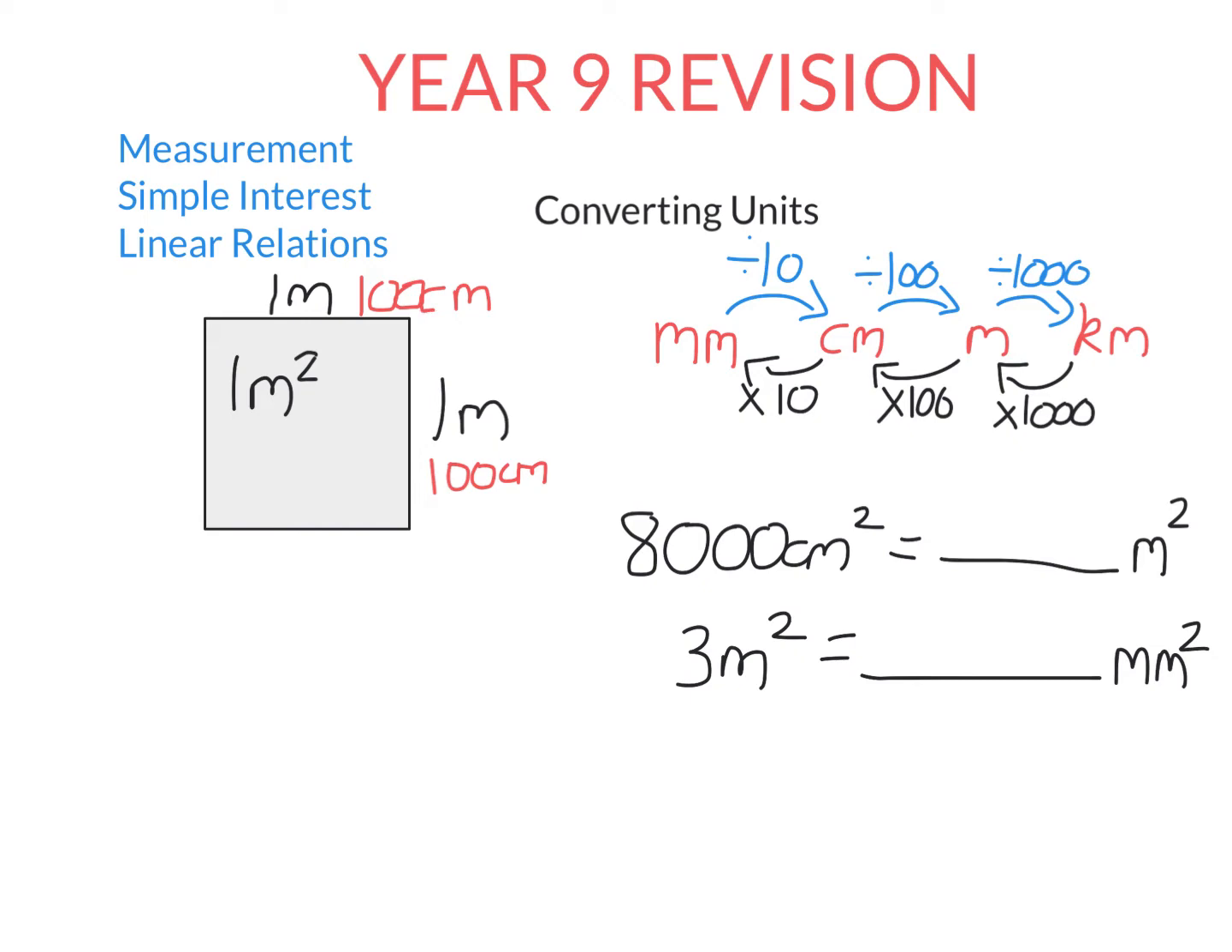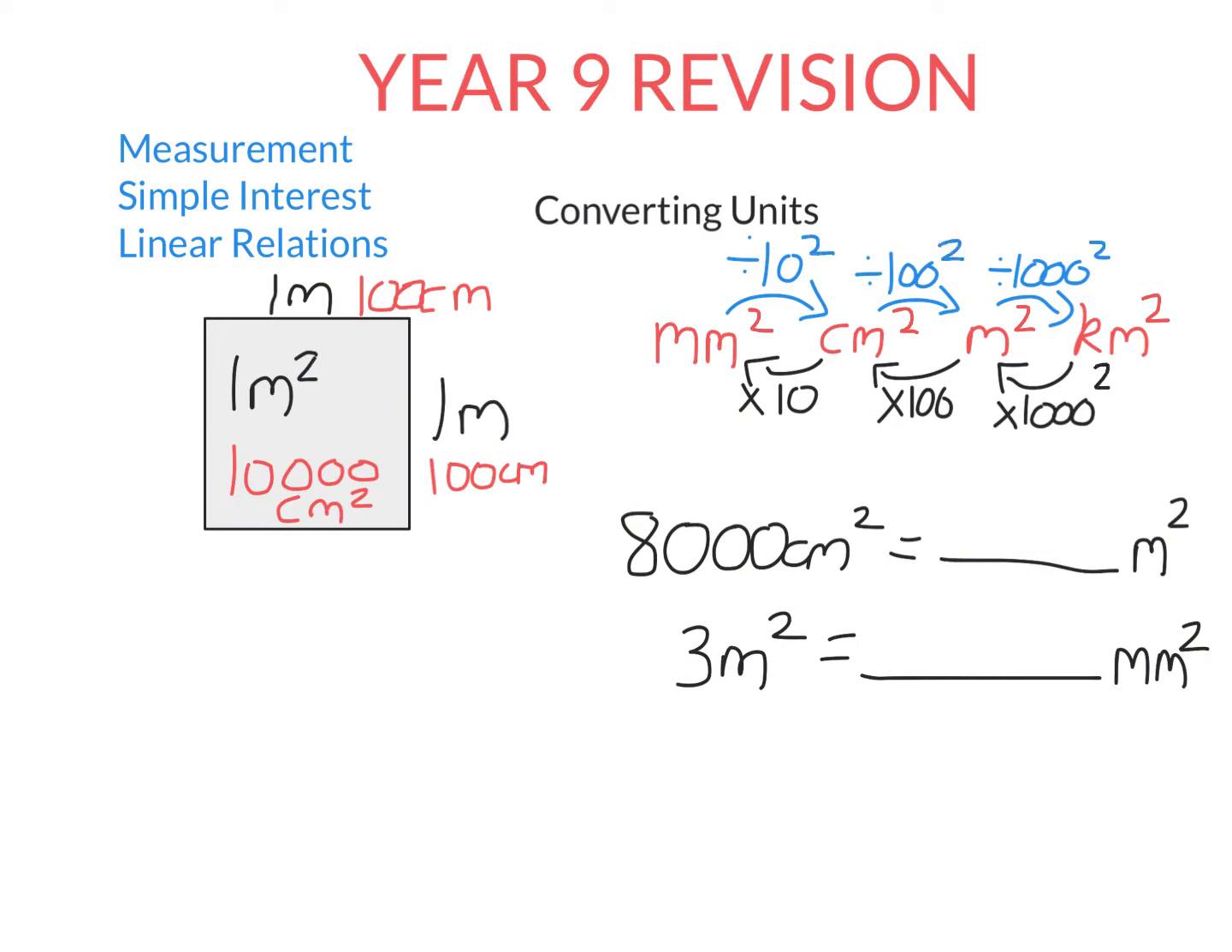But 1 meter is 100 centimeters. So this square, its area is 100 centimeters by 100 centimeters, which is actually 10,000 centimeters squared. So there are 100 centimeters in a meter, but there are actually 100 squared or 10,000 square centimeters in a meter squared. So when you are converting square units, like millimeters squared and so on, you actually need to square each of these conversion factors. All of these numbers here have to be squared.